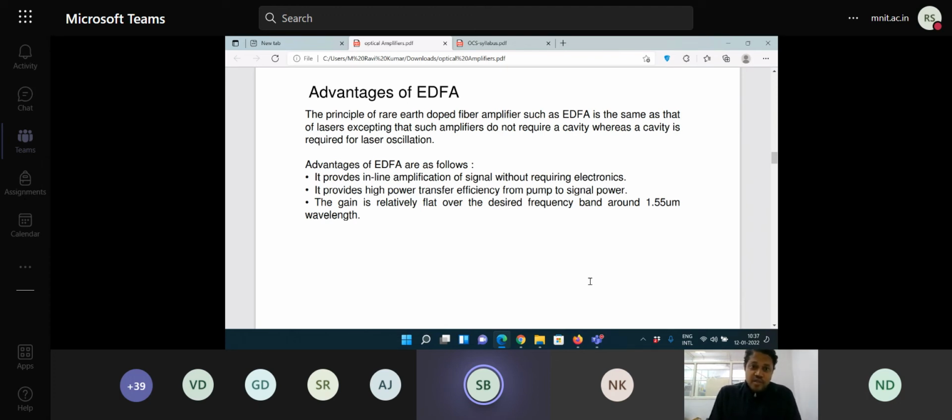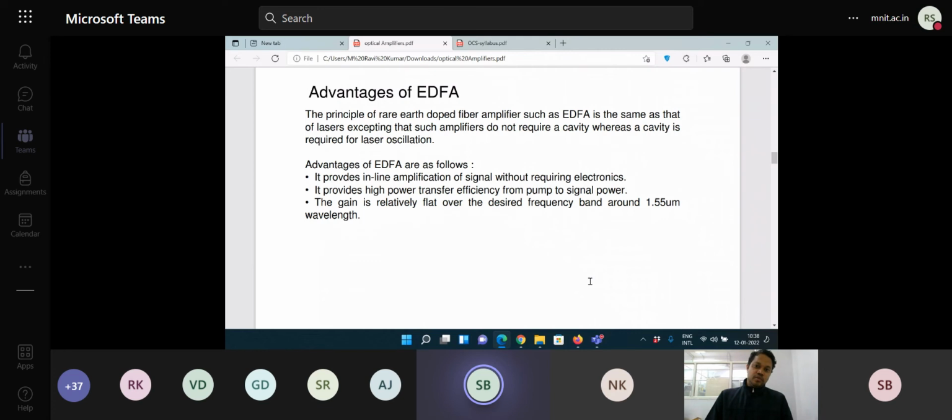Since the principle of this fiber amplifier is very similar to that of lasers, this erbium doped fiber is also being used to fabricate erbium doped fiber lasers. That is also work that some are doing, and in the near future, it's possible that the semiconductor lasers may be replaced by these erbium doped fiber lasers.